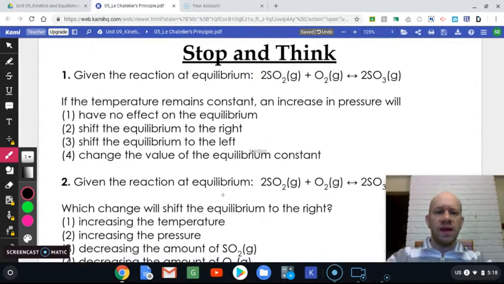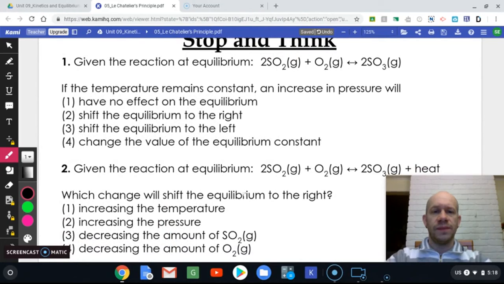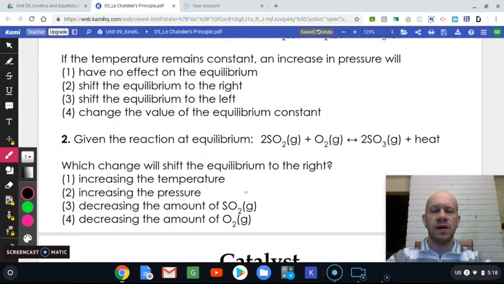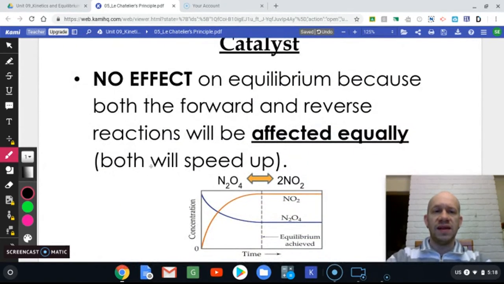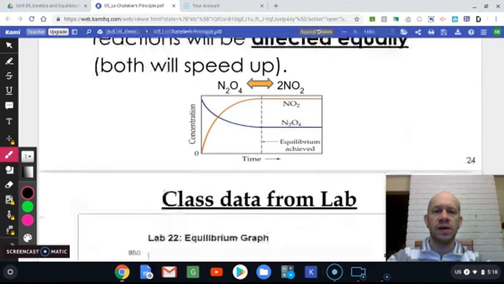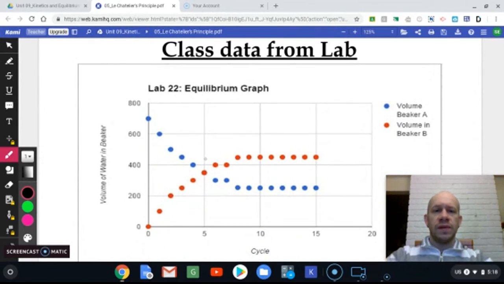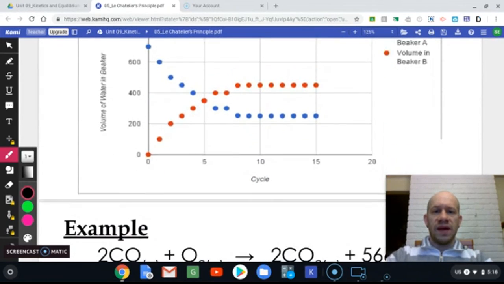So stop and think, look through these questions. And finally, the catalyst has no effect on equilibrium because both the forward and reverse reactions will be affected equally. So both will speed up.